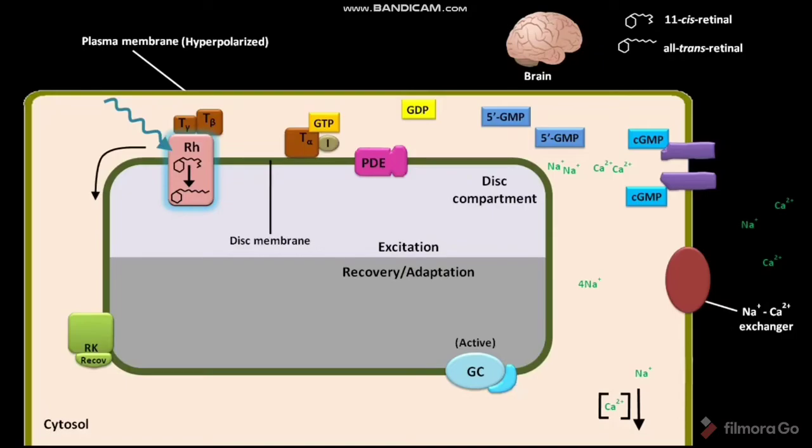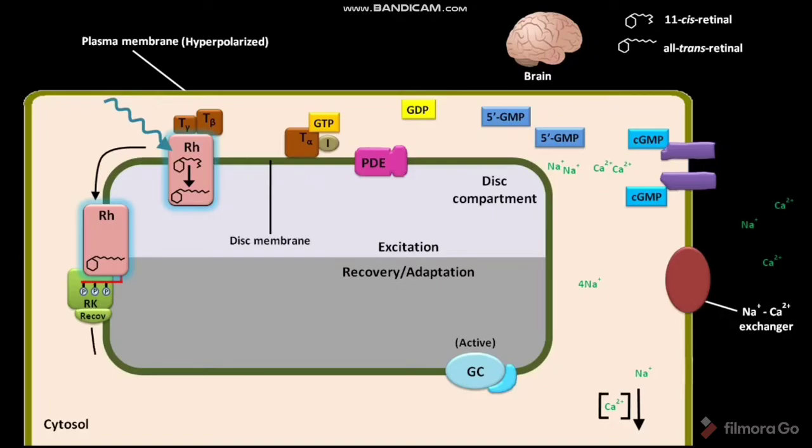After being bleached by the incident light, the active rhodopsin, or RH, with all-trans retinal will appear like this. The rhodopsin kinase, denoted as RK, then binds to the bleached active rhodopsin. The rhodopsin kinase then phosphorylates the bleached active rhodopsin. The decreased calcium ion concentration and recoverin, denoted as RECOV, stimulate this RH phosphorylation.